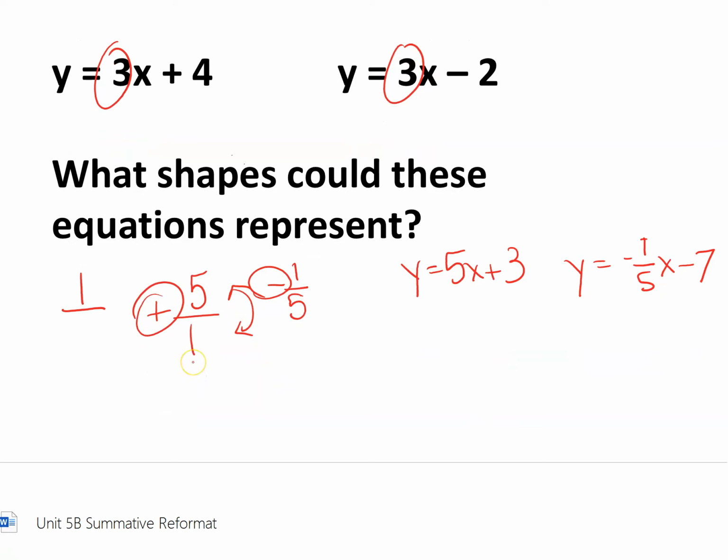Let's look at a few more. Here's some, these two. Well, 1 is just 1 over 1. Flip 1 over 1 and you still get 1 over 1. One's negative, one's positive. So one has to be positive, one has to be negative, and they have to be the reciprocals of each other.